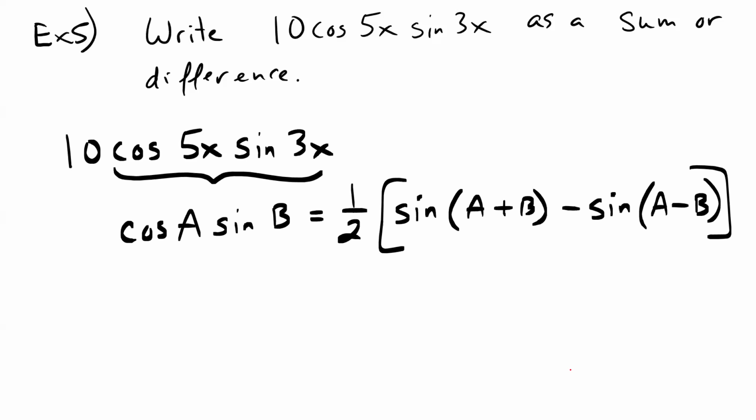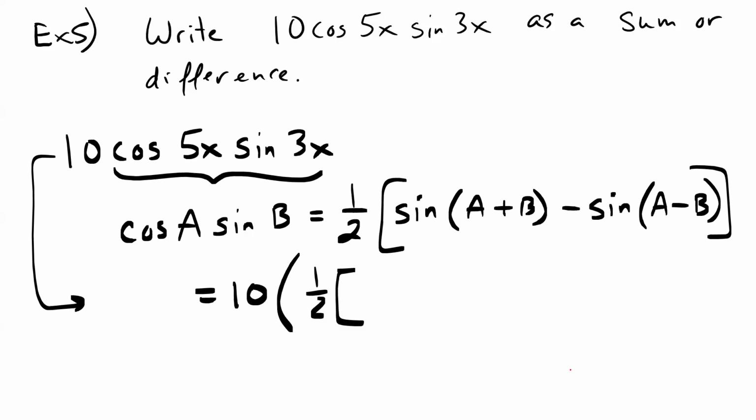Okay, that little 10 there, all the way in front, right? We're just going to keep it all the way out in front. And we can also already do 10 times a half, which is 5, but I'm going to keep it to make sure that we have it there. So 10 is sticking out in front. The rest of it is this little formula right here. So it's 1/2 of sine of 5x plus 3x minus sine of 5x minus 3x.